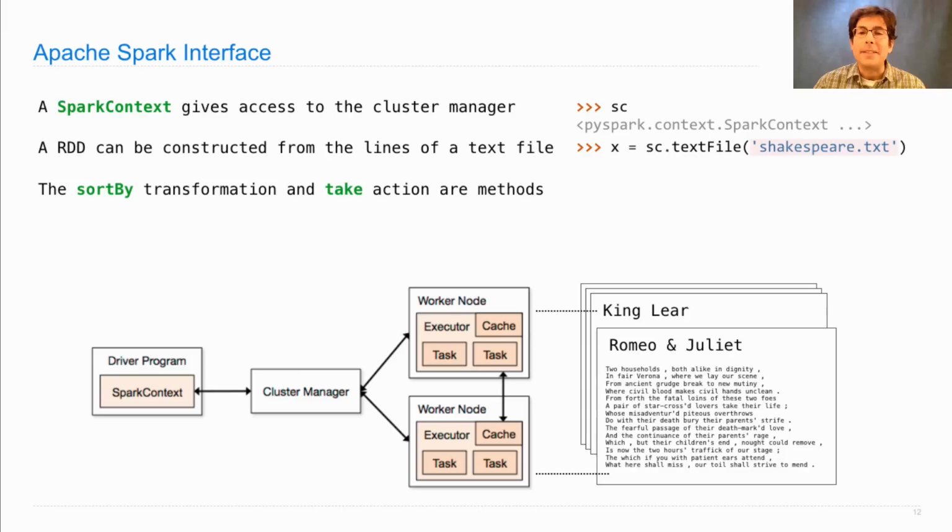Let's say I wanted the lines in all of Shakespeare's plays that would come last in alphabetical order when sorting all of them together. The sortBy transformation and the take action are methods on this RDD. So I would say, for instance, x.sortBy the line in decreasing order, so this is ascending=False, and take(2) is an action that says, please just give me the first two elements of the resulting collection.